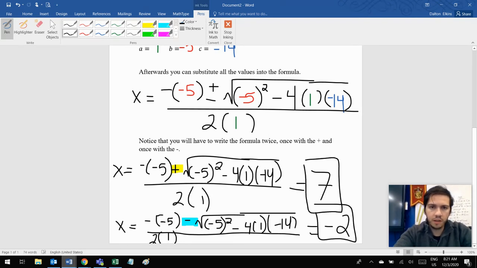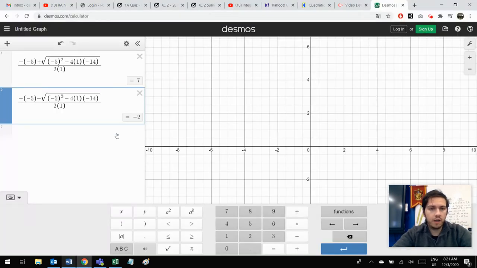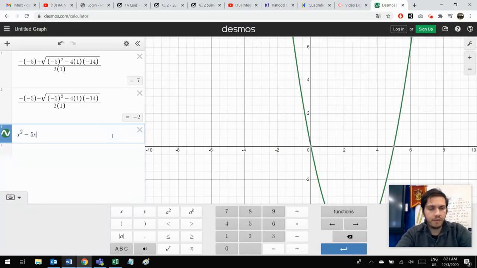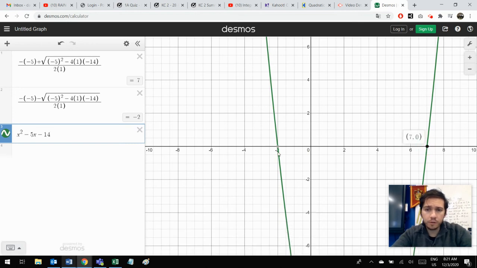The solution to this equation here, x squared minus 5x minus 14, is both 7 and -2. And let me show you kind of the relationship there. X squared minus 5x minus 14. If you look, the two solutions are the x-intercepts that we've discovered from the last unit here. So everything is kind of related.